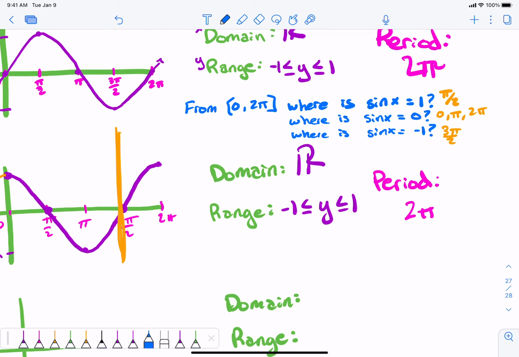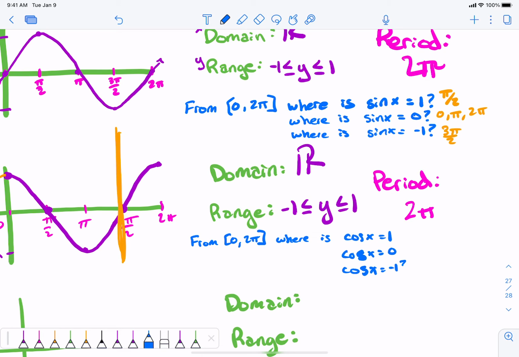Should we do the same thing for cosine? Yeah. Sure. I'll write this out. From 0 to 2 pi, where is cosine of x equal to 1? Cosine of x equal to 0. Cosine of x equal to -1. Question.